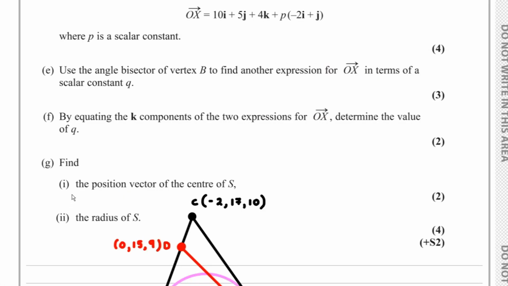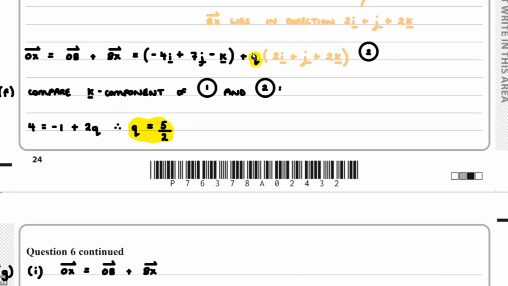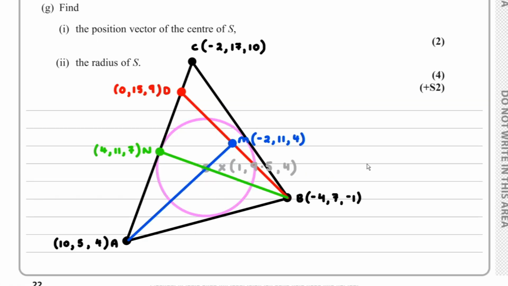For part G, for the first part, we have to find the position vector of the centre of S. That just means find the point X. OX we know is OB plus BX. That's what we have over here. So all we need to do is replace this q with 5 over 2. So I've got negative 4i plus 7j subtract k plus 5 over 2 times 2i plus j plus 2k. And if I work this out, we get i plus 19 over 2 j plus 4k. And that's shown here. We've got 1, 9.5, which is 19 over 2, 4.